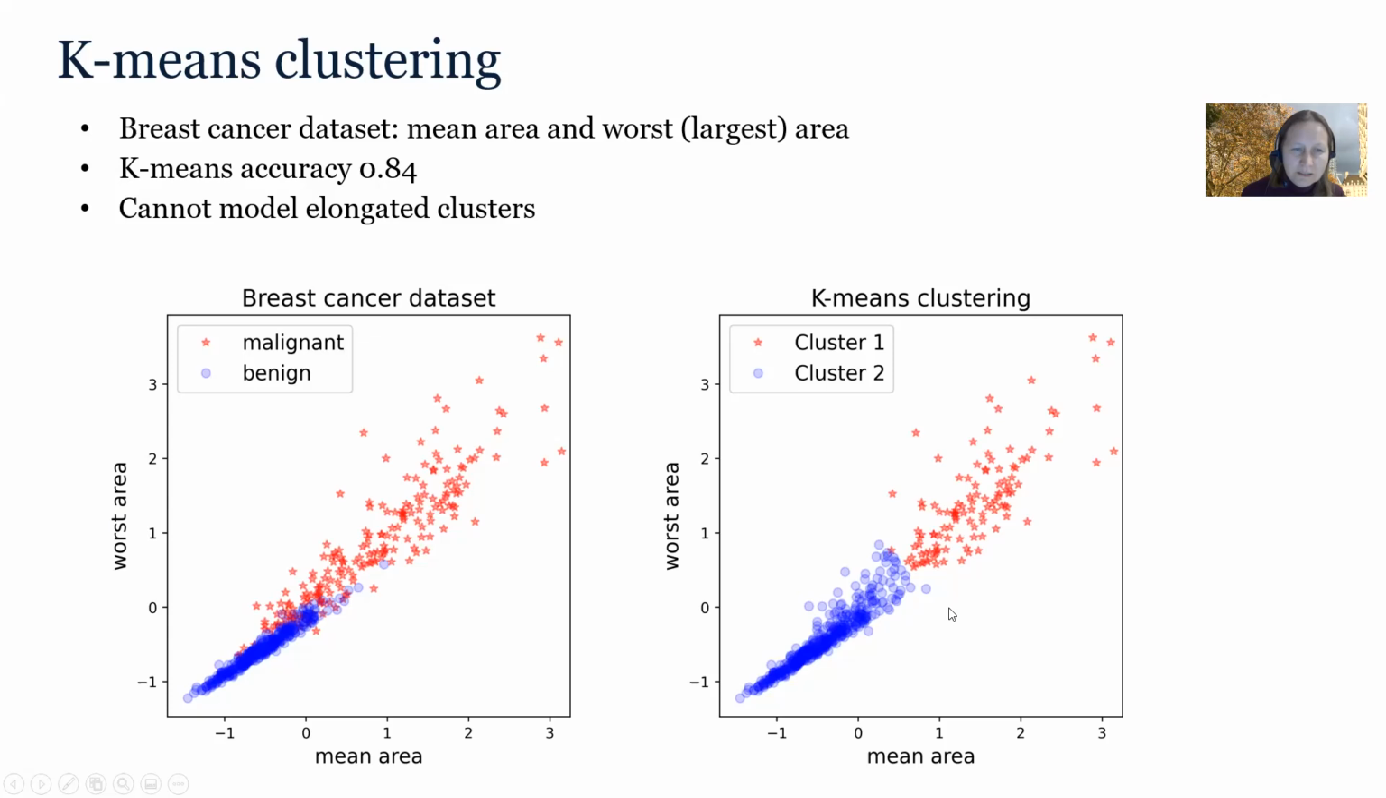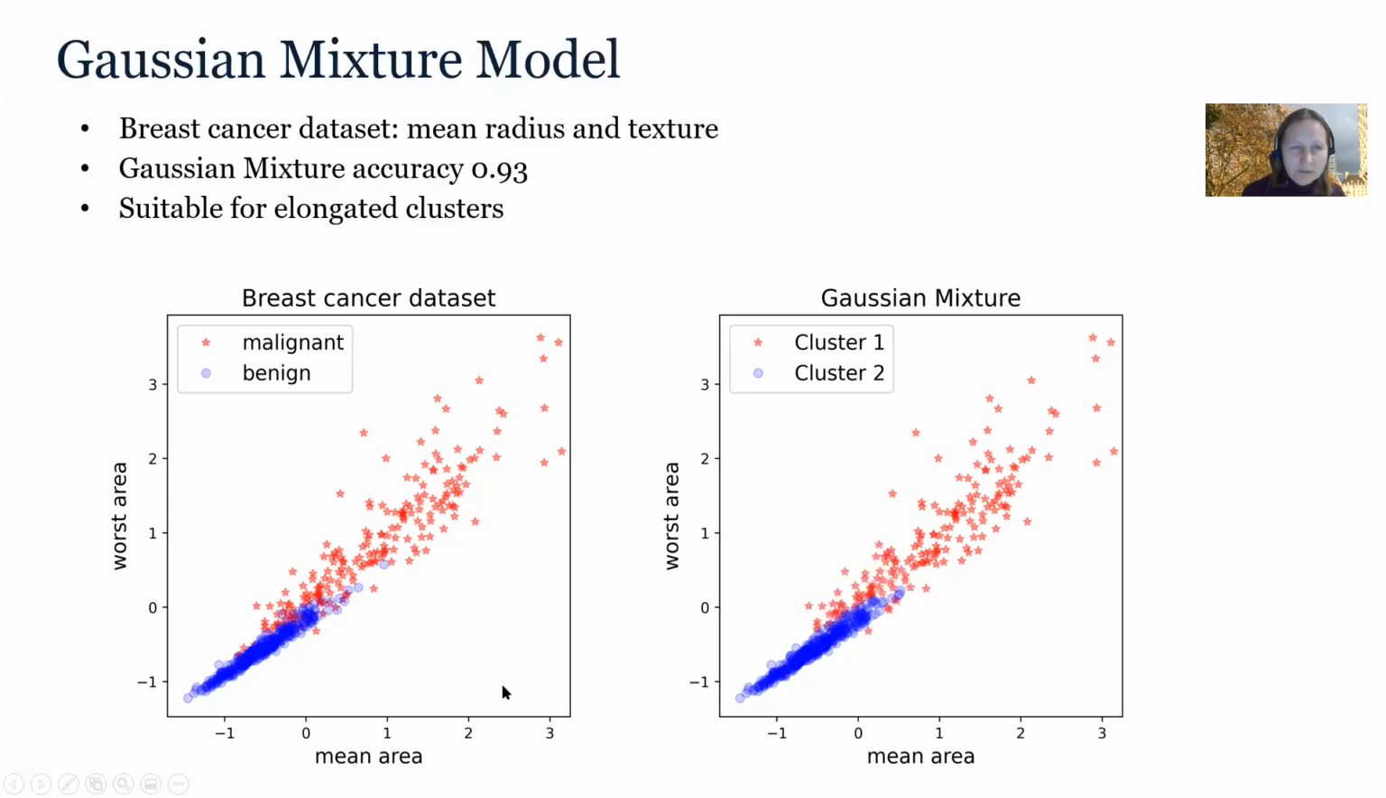And I think what happened is that k-means is not very good at modeling elongated clusters because we are only looking for distances from the cluster center. So this arrow here points to this problem that we have with k-means. So let's see how Gaussian mixture model will do for this data set.